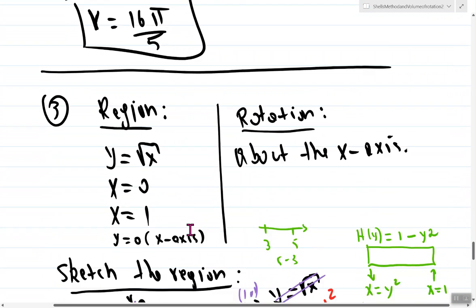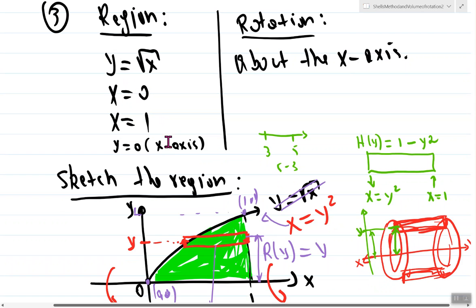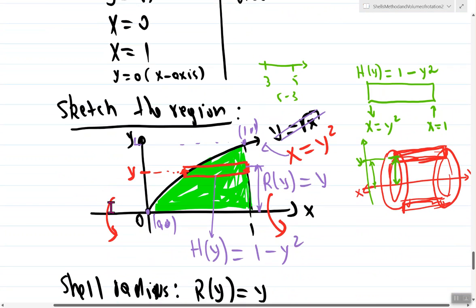The third example is another example. We have the region described as y equals square root of x, x equals 0, x equals 1, and the x-axis. And the rotation is about the x-axis. So basically, when you graph y equals the square root of x, this is what you have. X equals 0 is just that dot, and then x equals 1 is this vertical line, and the x-axis. So that gives us this region, and the rotation is with respect to the x-axis. So we mark the curved arrows for rotation.